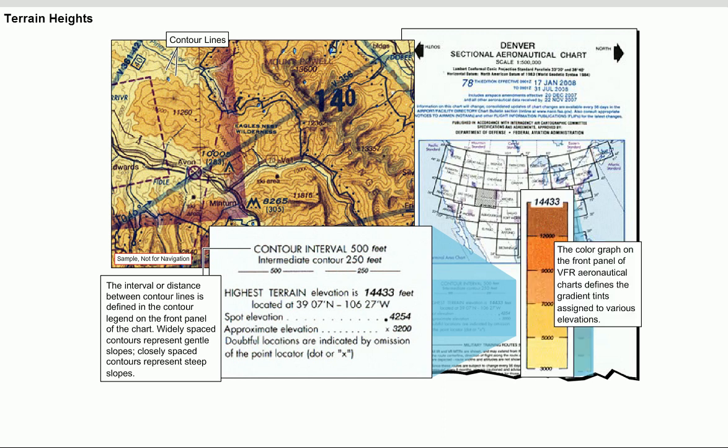The color graph on the front panel of VFR aeronautical charts defines the gradient tints that are assigned to various elevations. Colors range from green at sea level to brown at elevations above 12,000 feet MSL. The color tints on each chart are specific to the terrain heights depicted on that chart. For example, this color graph varies from a low of 3,000 feet MSL to a high of 14,433 feet MSL.